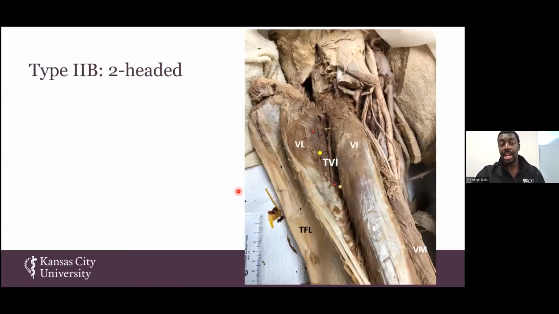And interestingly, I was actually able to find a two-headed TVI, a type 2B type TVI. And so again, here's vastus lateralis, here's vastus intermedius. And here with the red pin, I've indicated the lateral head of this TVI. And here with the yellow pins, I've indicated the medial head of the TVI. And again, both are coming from vastus intermedius and joining with vastus lateralis more distally.